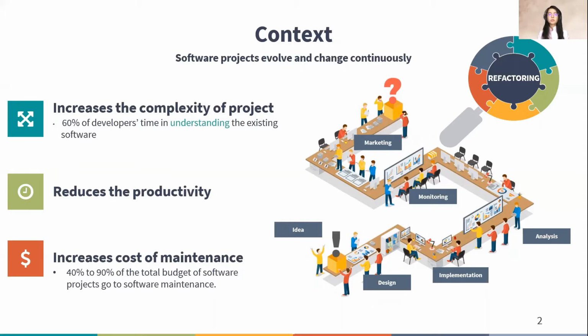Even after the deployment phase, change is still inevitable, of course, if you want your software to remain useful. That's why companies allocate most of the software budget to maintenance. In fact, statistics have shown that 40 to 90% of the total budget of software projects goes to software maintenance. One of the ways to reduce the effort required for future change is refactoring.